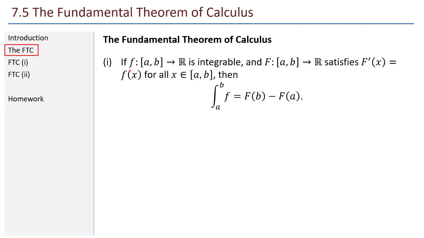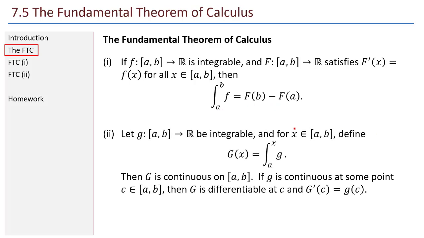If a function little f goes from the interval [a, b] to the reals, and if that's integrable, and if big F also is a function from [a, b] to the reals, and it satisfies that the derivative of big F at x is little f of x for all x, then the integral of little f from a to b is big F of b minus big F of a.